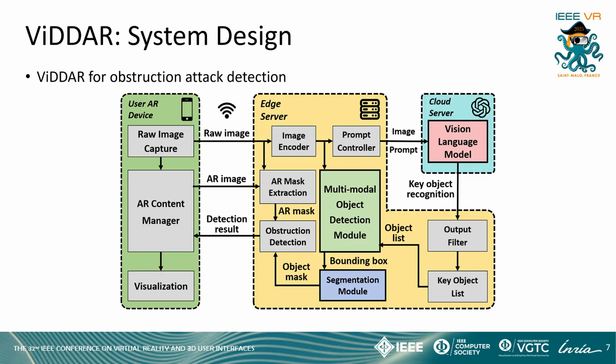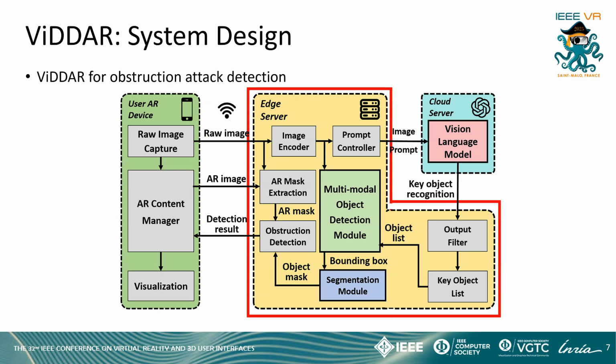After defining these attacks, we designed our ViDDAR system to detect these attacks. This diagram shows the system architecture we designed for ViDDAR to detect obstruction attacks. It mainly consists of three components: a user AR device, an edge server, and a cloud server. The AR device continuously captures raw images and overlays virtual content onto them. It transmits both the raw image and the AR image to the edge server and receives obstruction detection results. The edge server receives the image pair from the AR device. The raw image is sent to the cloud server with a text prompt to detect the key objects.